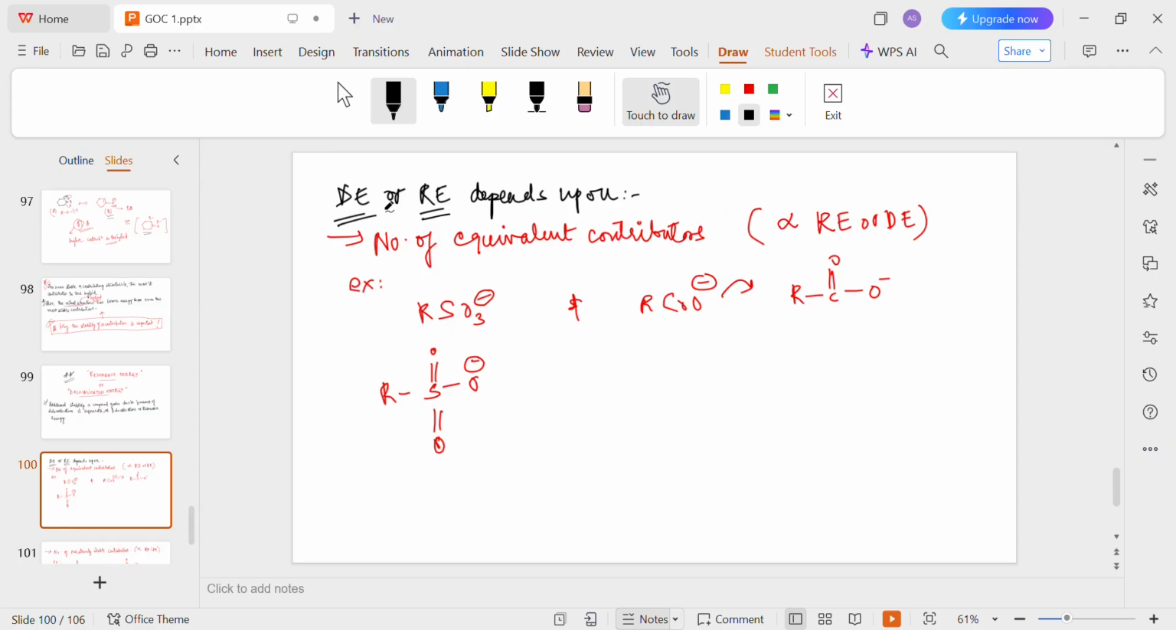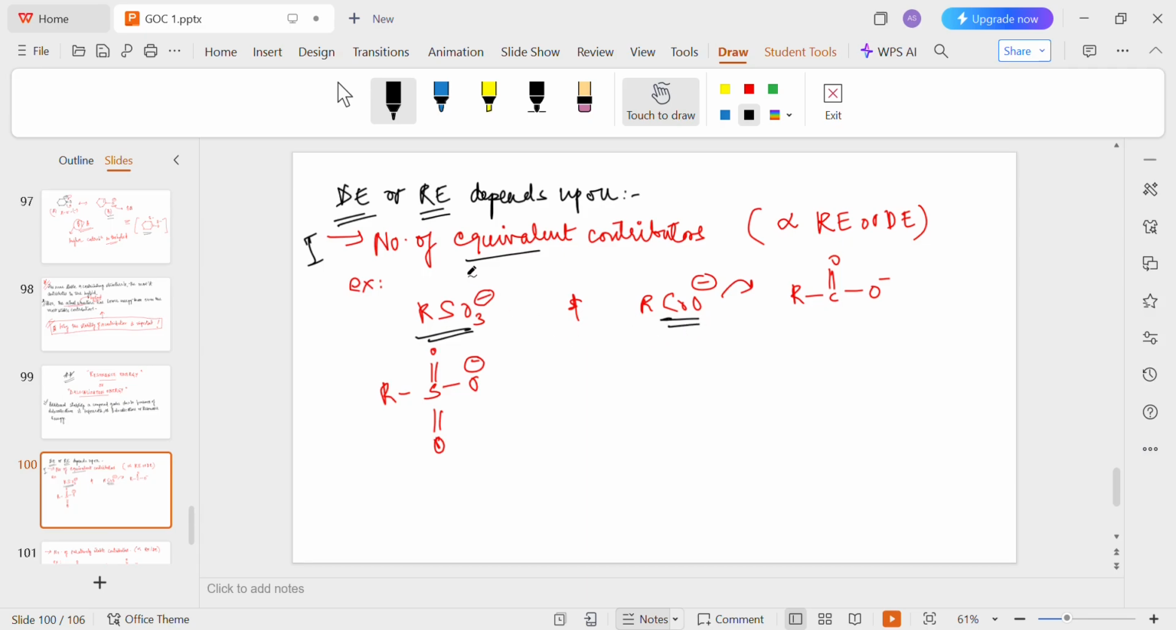So DE or RE depends upon a few factors. The first one is this: number of equivalent contributors. Okay, the higher the number of equivalent contributors, the higher is the resonance energy. The more equivalent contributors there are, equivalent meaning all the contributor structures look the same, they are called equivalent contributors. Since their stability will be the same, and their energy will be the same, the more equivalent contributors there are, the higher the overall resonance energy will be.